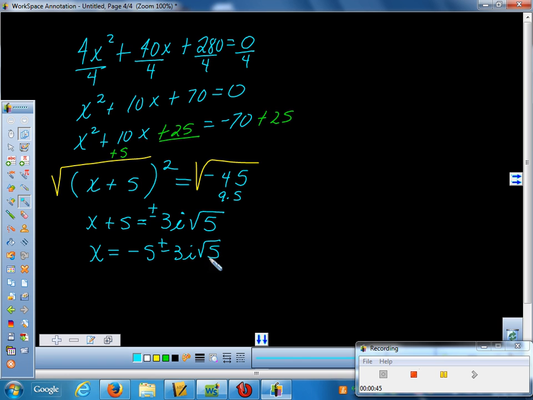I will point out, how on a graph would you know you have imaginary solutions? If the real number answers are where it crosses the x-axis. No.